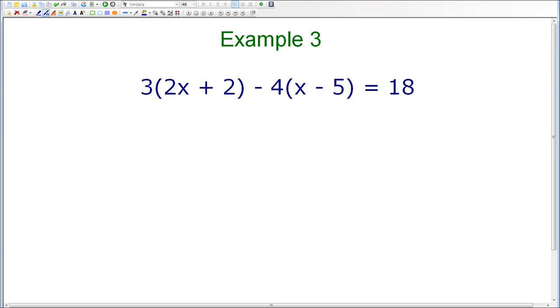We're going to take a look at example number 3, which is 3 times the quantity 2x plus 2 minus 4 times the quantity x minus 5 equals 18.